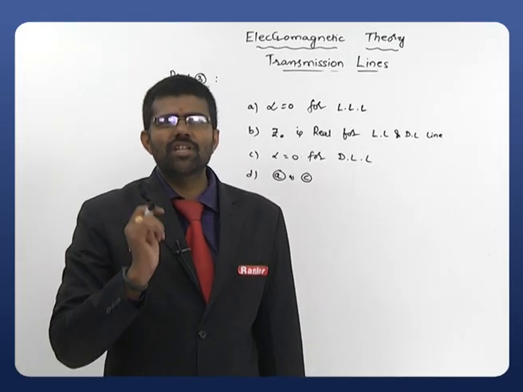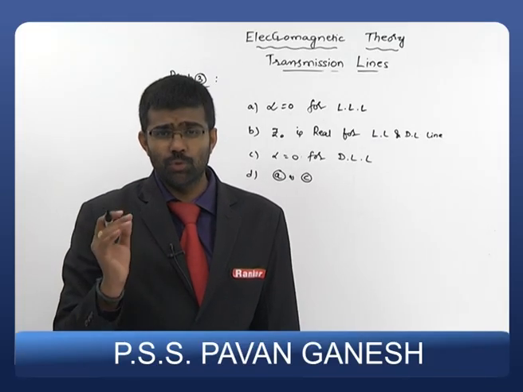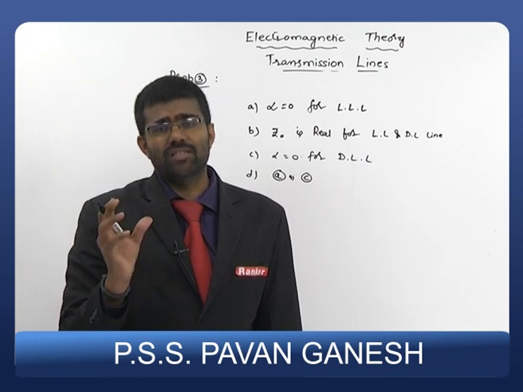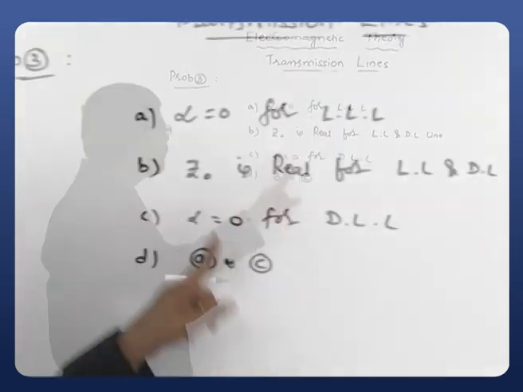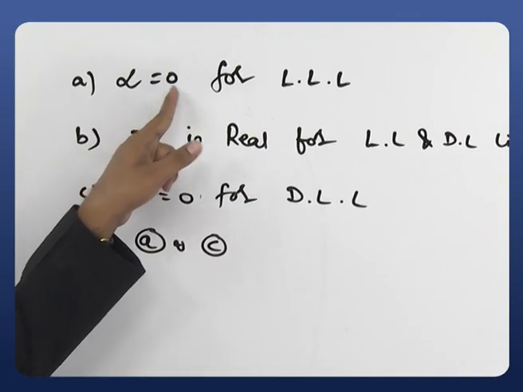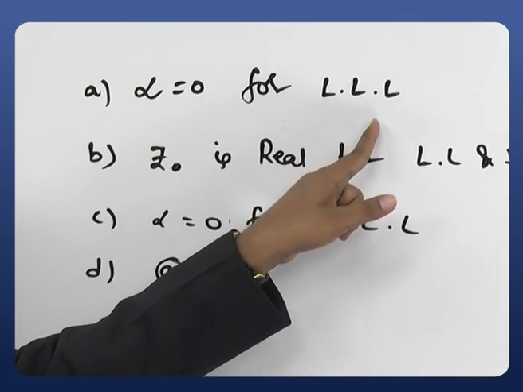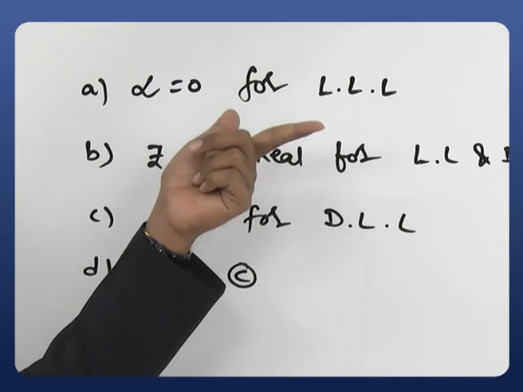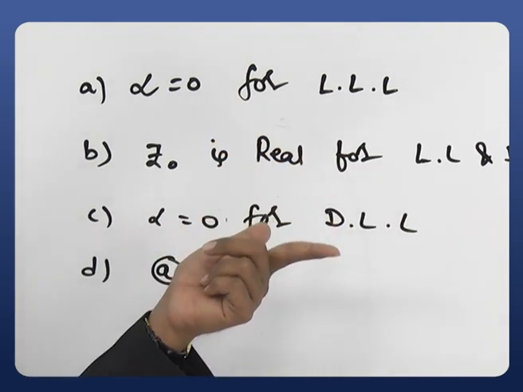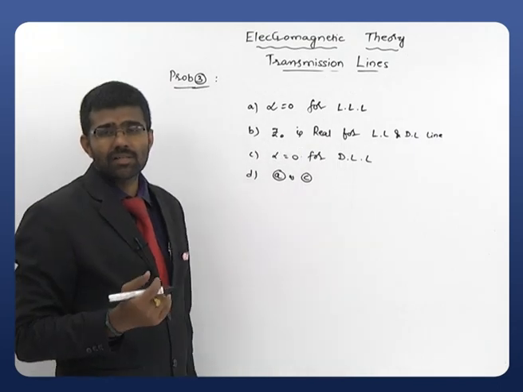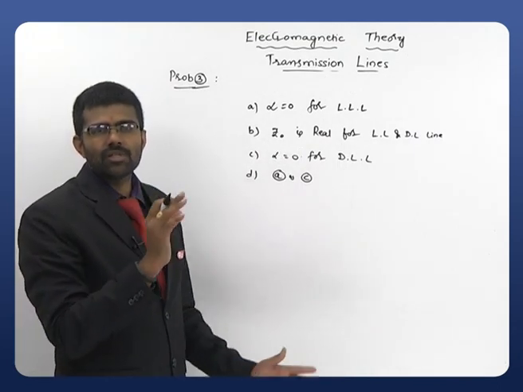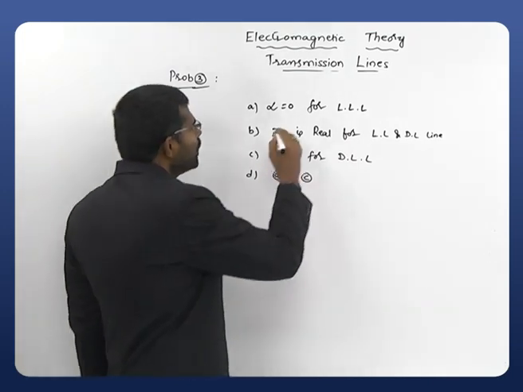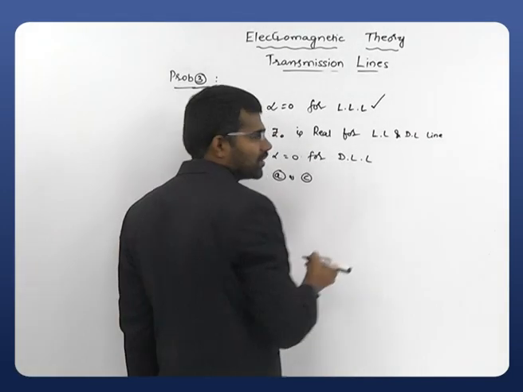Here 4 statements are given to us. Among those 4 we are supposed to identify the wrong statement, or which is not correct. Right? Observe the statements given to us. The attenuation constant is 0 for a lossless line. Obviously alpha is equal to 0 for a lossless line. That's why it is called a lossless line. And what is the condition for a lossless line? R is equal to 0, G is equal to 0. If you substitute them, obviously you will get alpha equal to 0. So this one is a correct option.